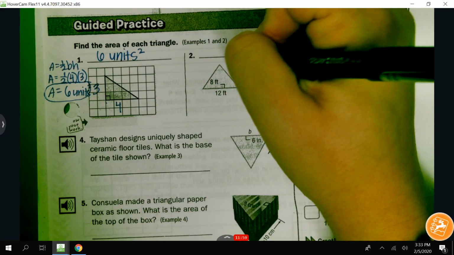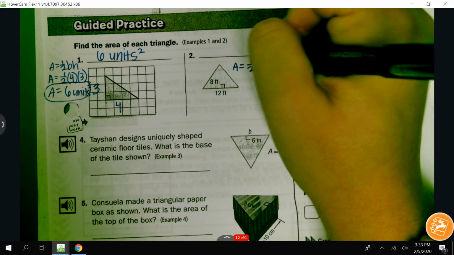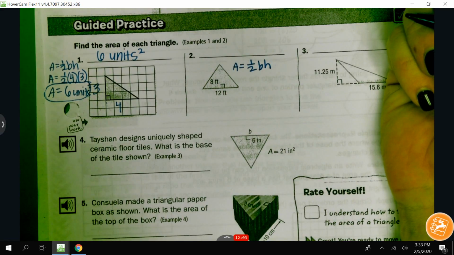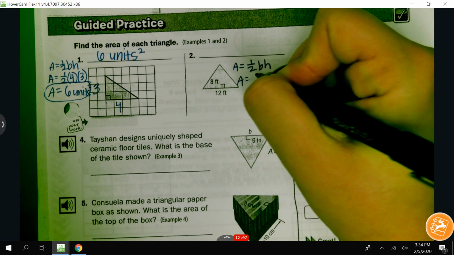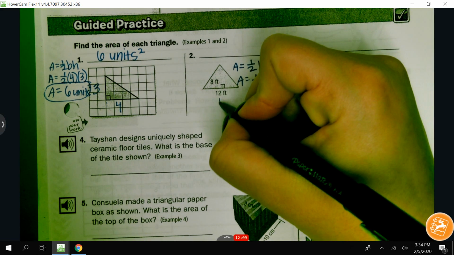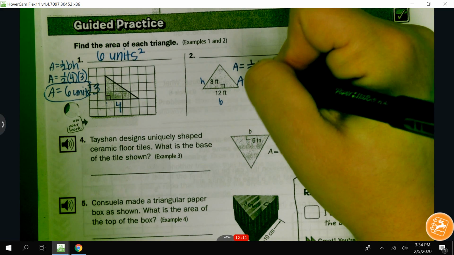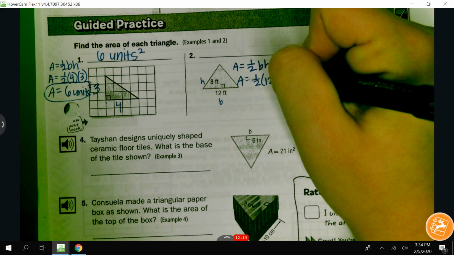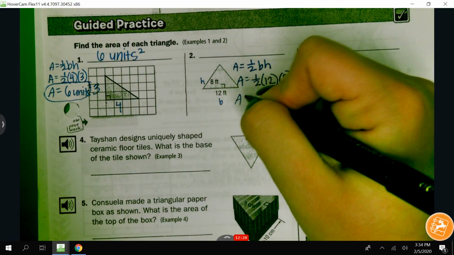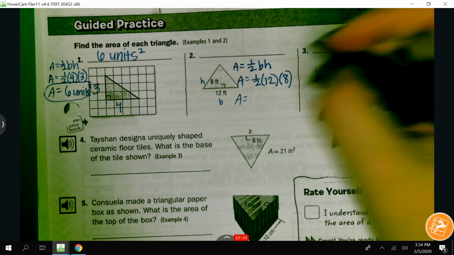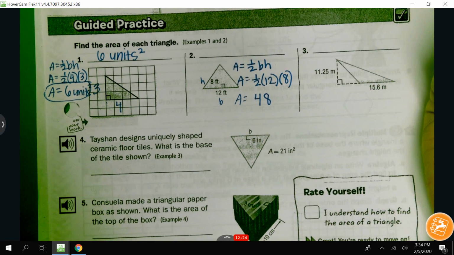Okay, moving on to number 2. You always want to copy that formula down. So 1/2 base times height. 1/2 stays there. My base is 12. My height is 8. So you're just plugging them in for those variables. 1/2 times 12 times 8 is 48. So your area is 48 square feet.